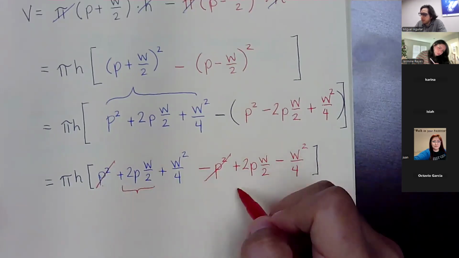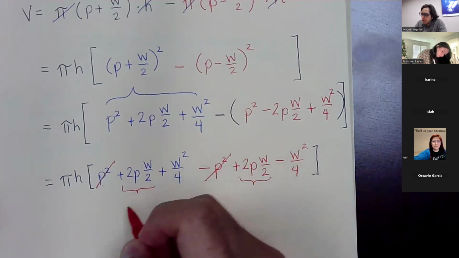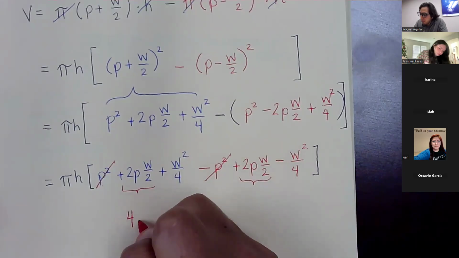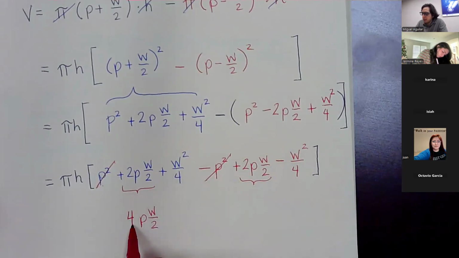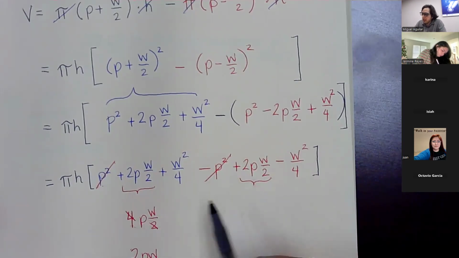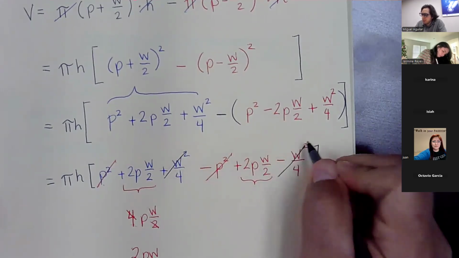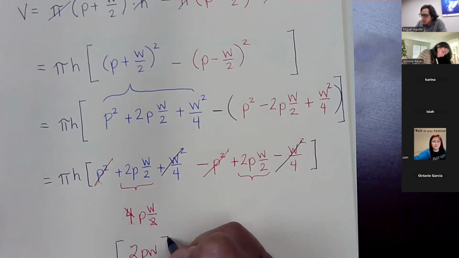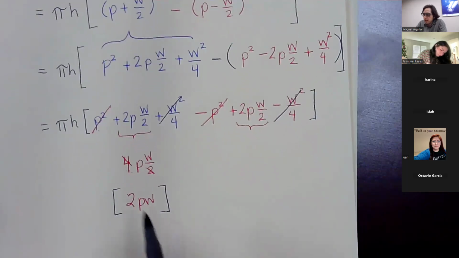The 2pw over 2 does not cancel, because these are both positive. But with that, we would get 4pw over 2, which, if you wanted to, you could simplify, because the 4 and the 2 cancel out. So this is 2pw. But then the w squared over 4 and the minus w squared over 4 cancel out. So really the only thing we have left over in the brackets is this guy, 2pw.